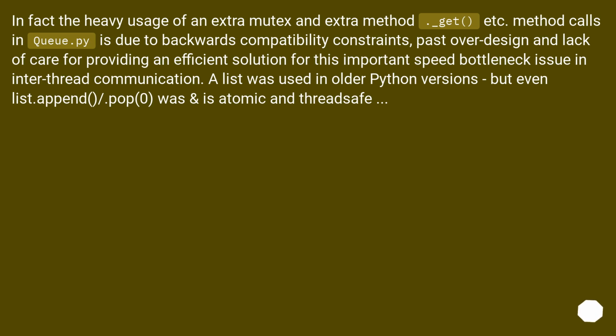In fact, the heavy usage of an extra mutex and extra method calls like ._get etc. in Queue.py is due to backwards compatibility constraints, past over-design and lack of care for providing an efficient solution for this important speed bottleneck issue in inter-thread communication. A list was used in older Python versions, but even list.append and list.pop(0) was and is atomic and thread safe.